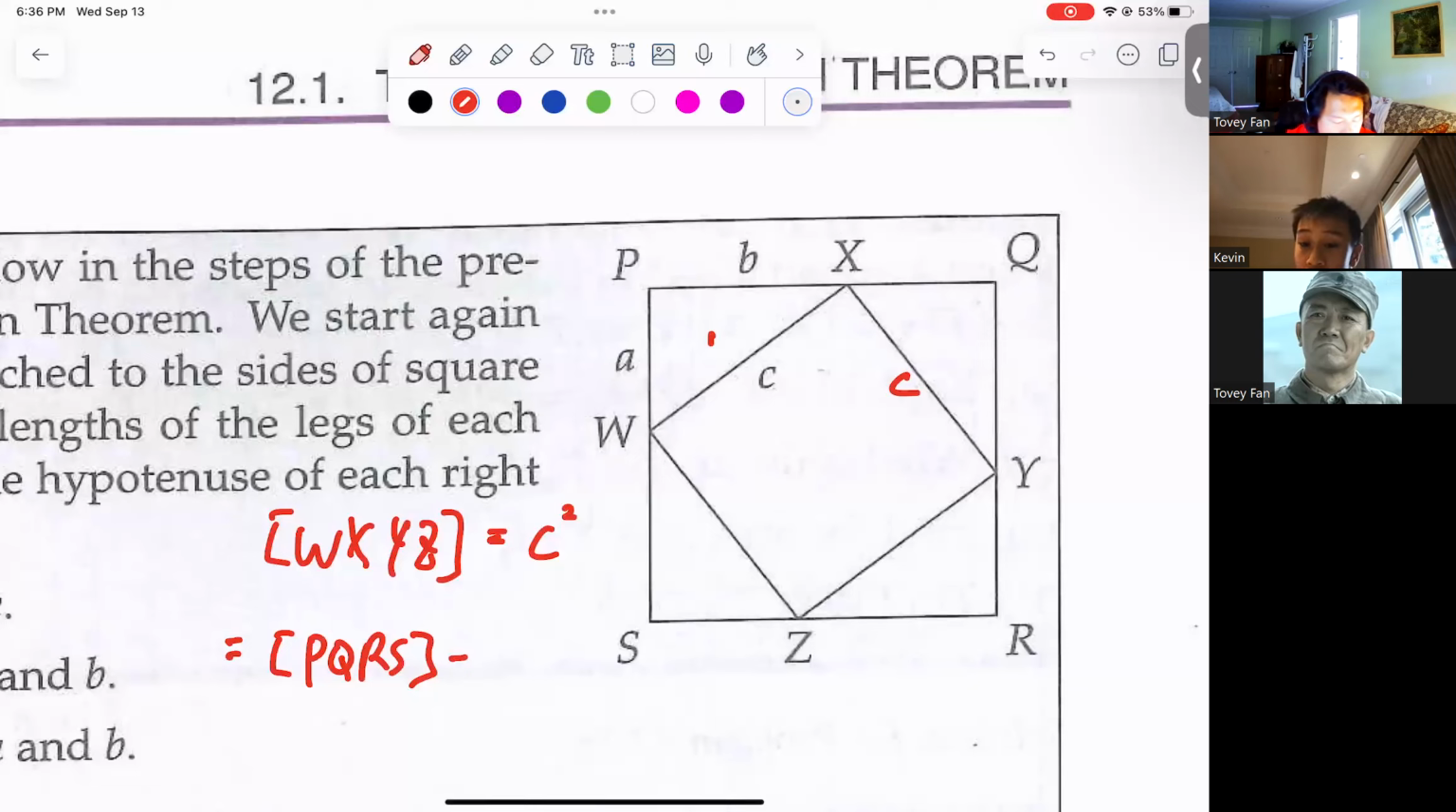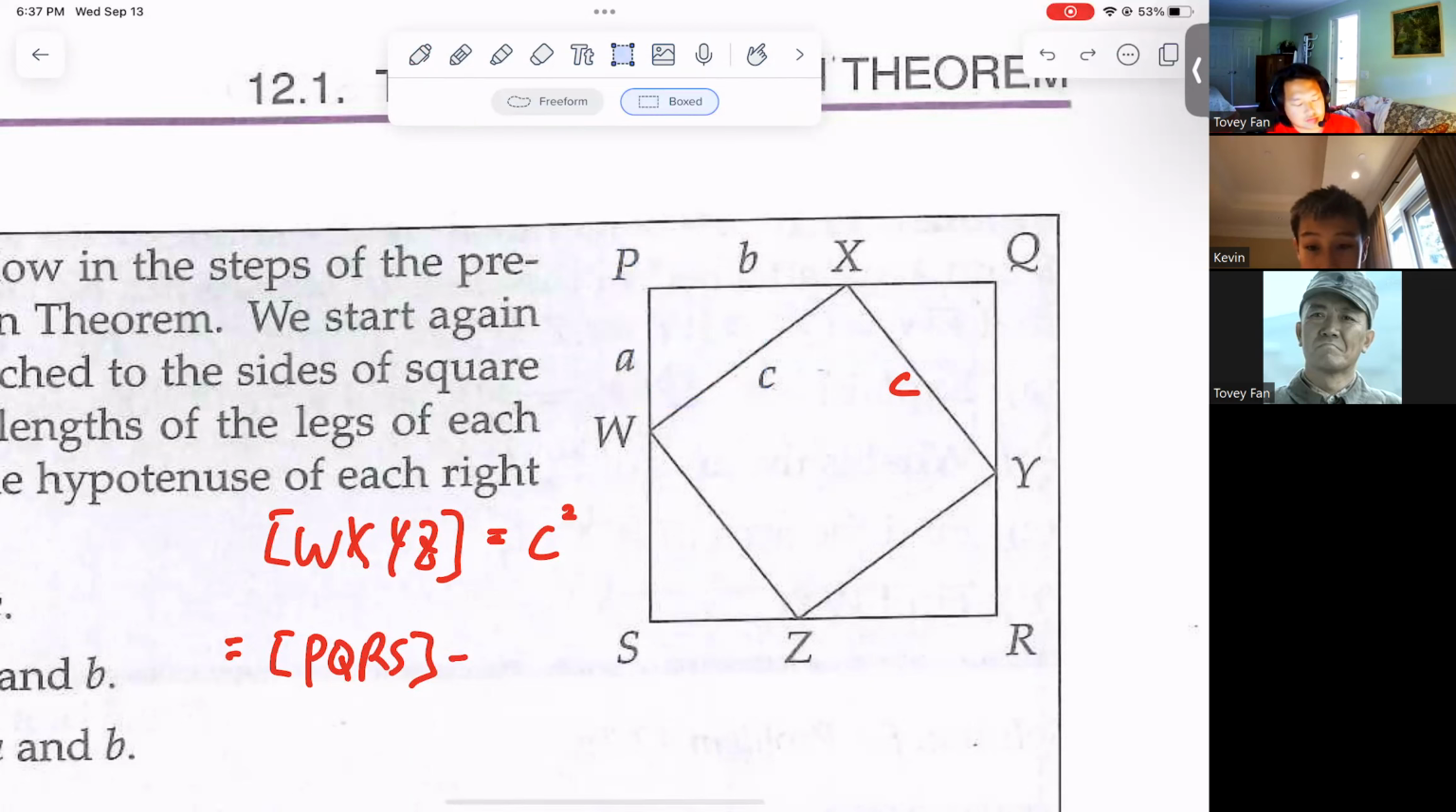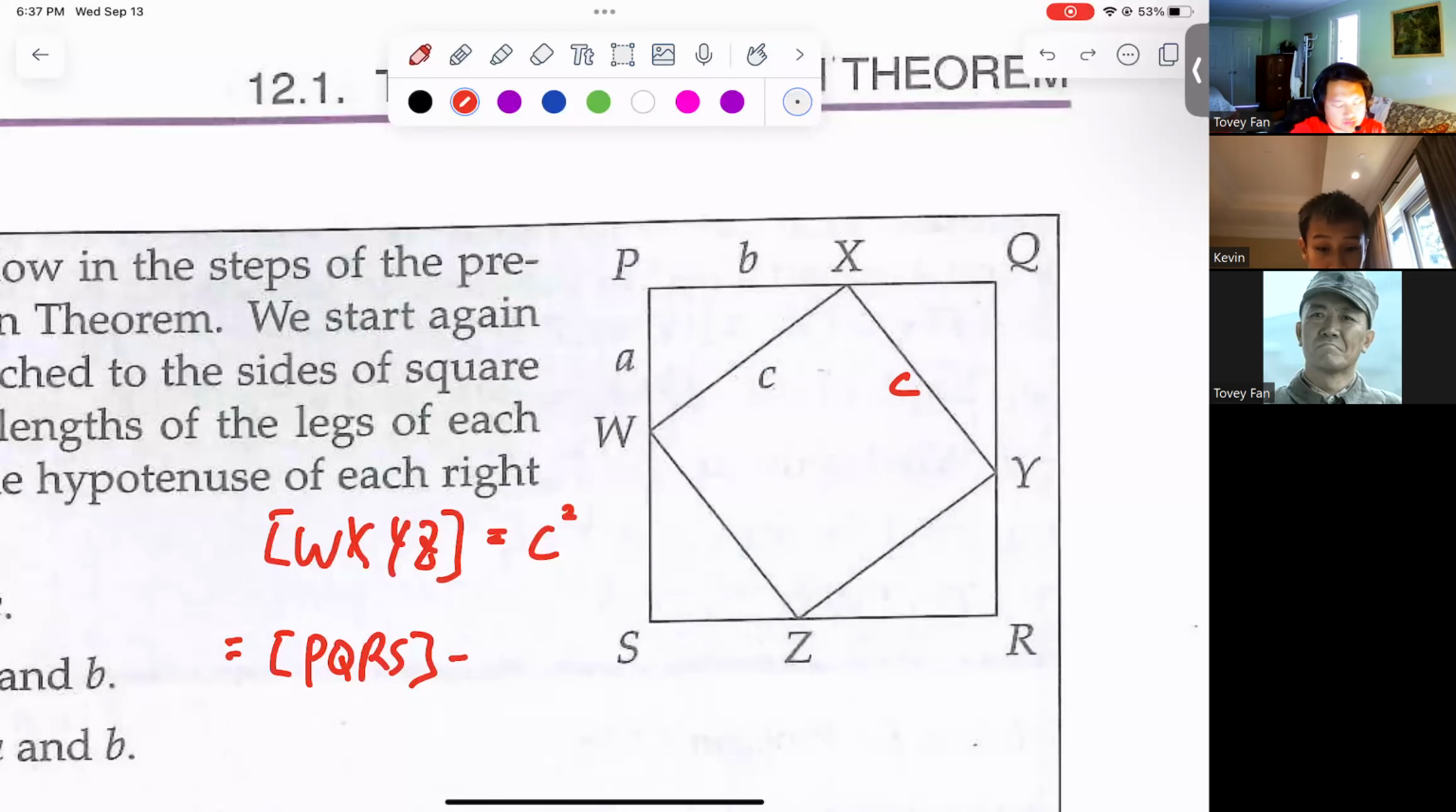Are these 4 triangles the same? Yes, they're the same. This whole diagram is established by first drawing a right triangle and then rotating it here, rotating it here, rotating it here, right? You grab this, you can imagine, right? Just flip it over here. So of course they're the four same triangles. So basically minus 4 times one of the triangles, which is PWX, okay?